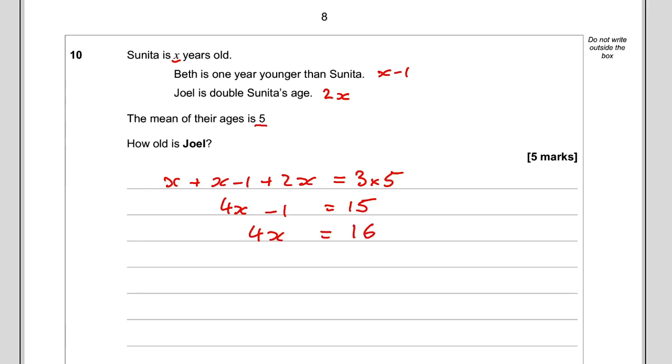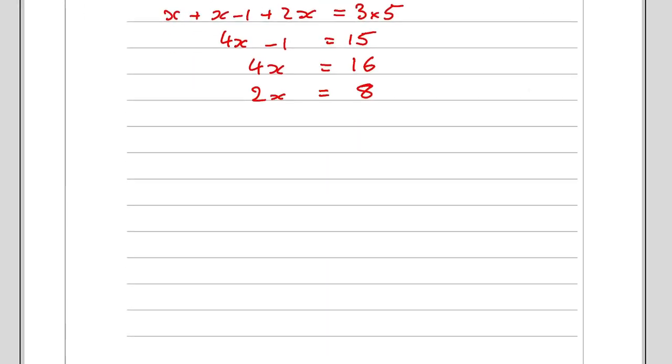I'm going to take a bit of a shortcut here. I want Joel's age, so I actually just want 2x. So 2x is going to be equal to half of that, so 8. So Joel will be 8.